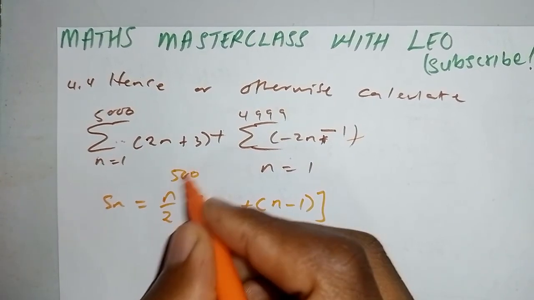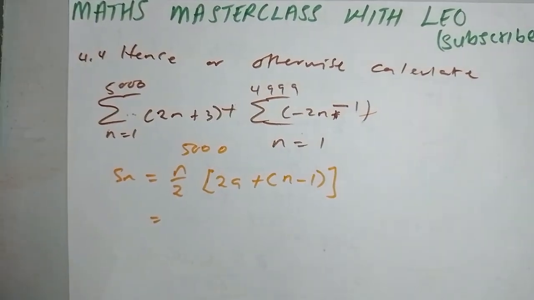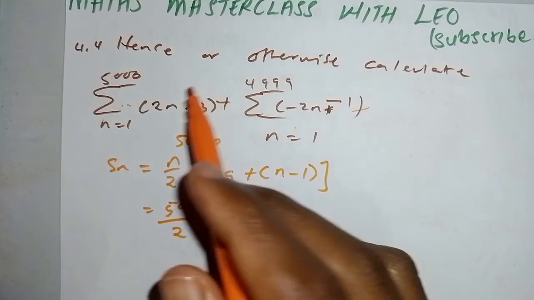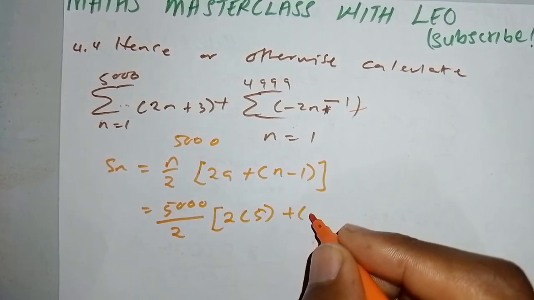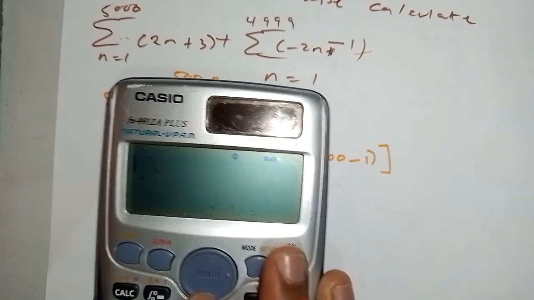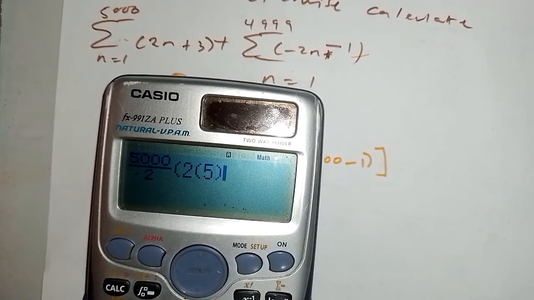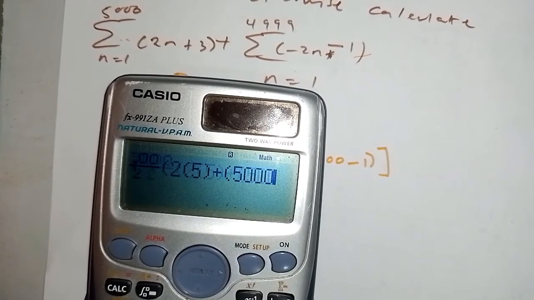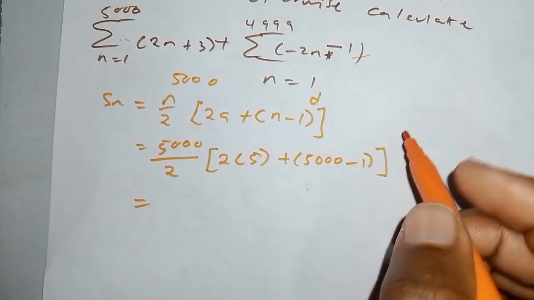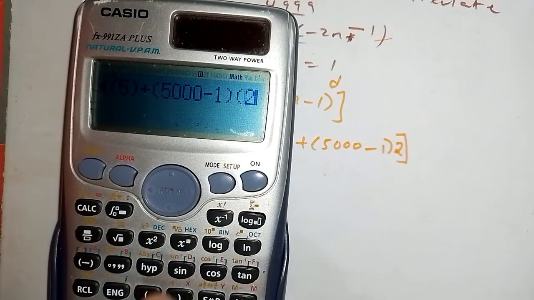Now we're talking about the one of 5,000, right? What is the value of n? In this case, my position is 5,000. I can say 5,000 divided by 2 into 2 times the first term, which for this one was 5, plus (5,000 minus 1). I forgot to write the value of d here. Remember the value of d we calculated as 2, and then multiply by the value of d, which was 2.